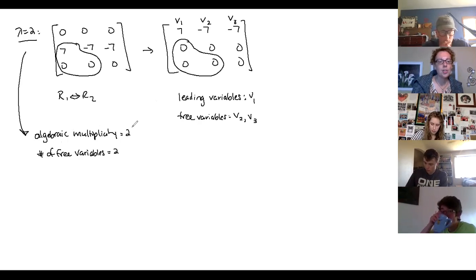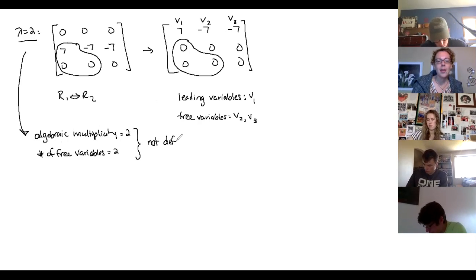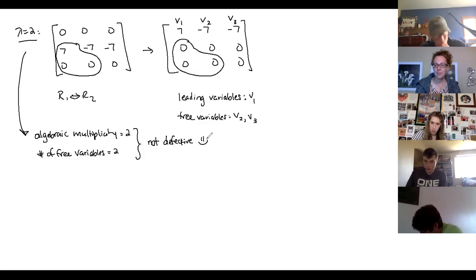Algebraic multiplicity is 2, number of free variables is equal to 2, and therefore this tells me that lambda equals 2 is not defective. That's good. We like that. That makes me happy. Lambda equals 2 is not defective. Nod at me, give me a thumbs up, tell me that that part makes sense. Doing good? Okay, all right.